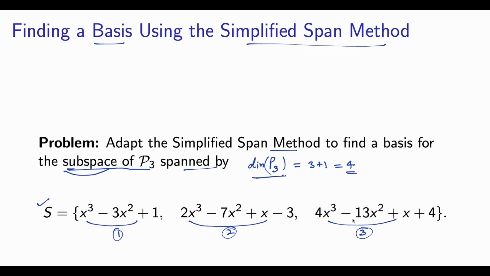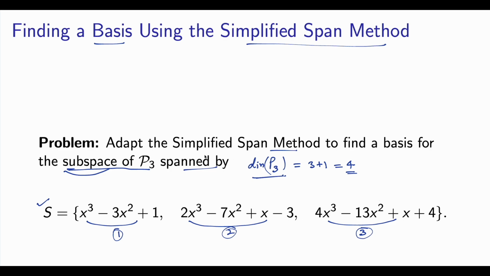If all vectors in this set are linearly independent, then this will generate the polynomial space P2, because three vectors are required to generate P2. If any one of them is a linear combination of the others, then we are going to throw it out.